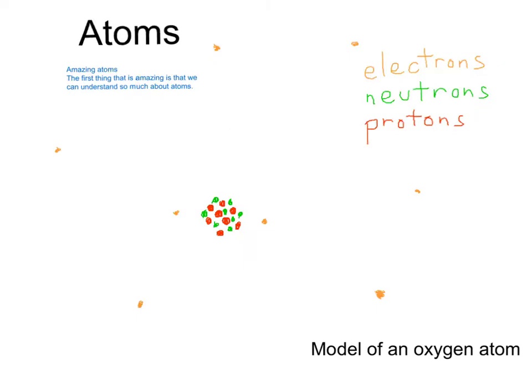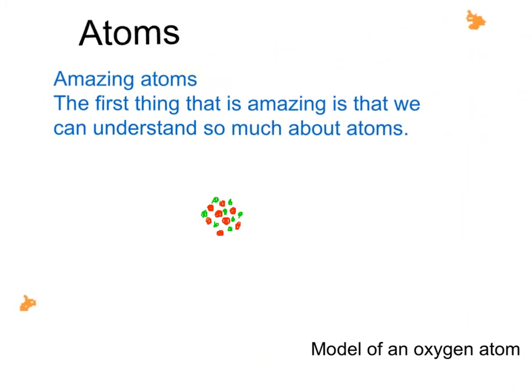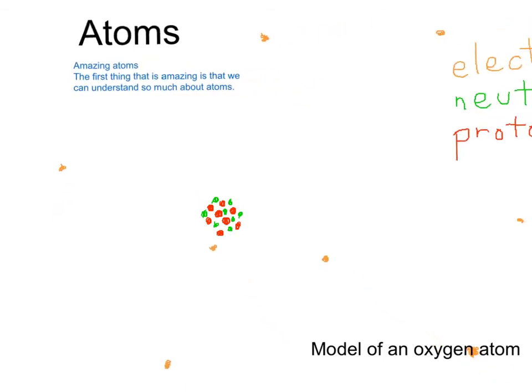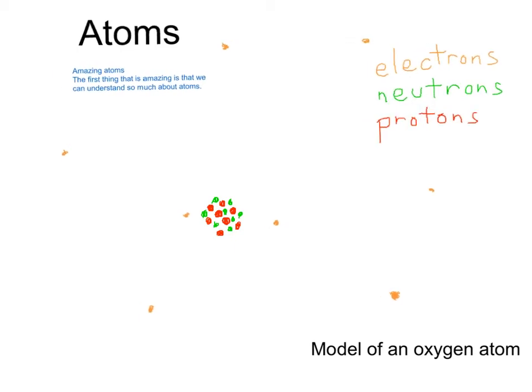So the first thing on our list was atoms, and I have here the comment that atoms are amazing. And the first amazing thing about atoms is that despite the fact that they're so small, we can understand a great deal. We can understand a lot about atoms. Here's the first picture, which is a model of an oxygen atom.